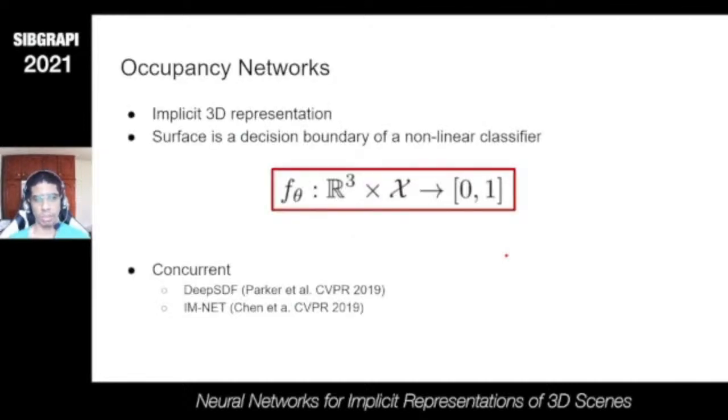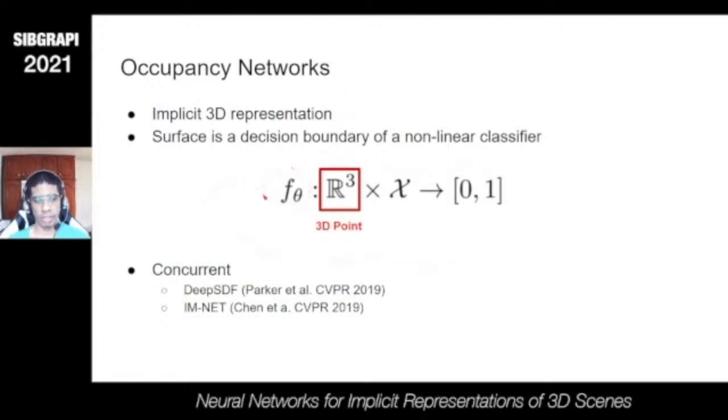The idea is quite simple, actually. The implicit representation is just an occupancy value. So the idea of the network is to provide the probability of occupancy that a given 3D point in the space has. So a probability near 1 means that the point is probably inside the object, and a probability near 0 means the opposite.